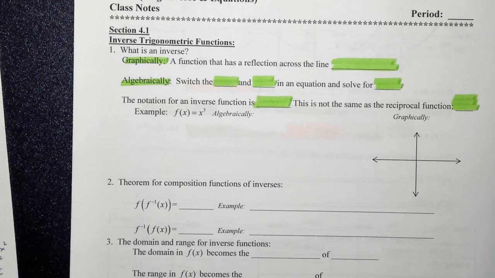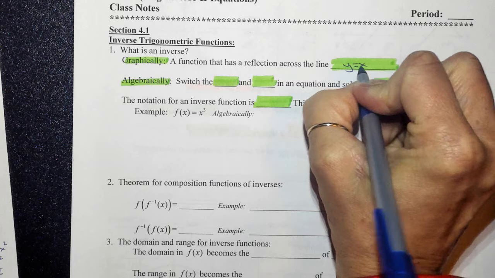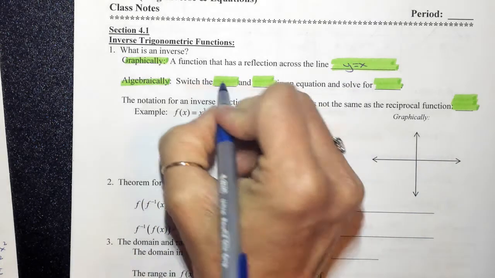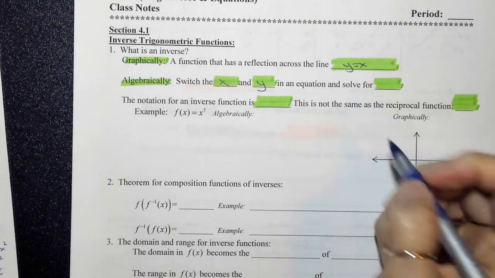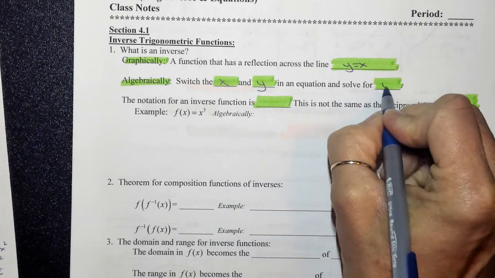Graphically, it is a function that has a reflection across the line y is equal to x, and this is from Algebra 2. And algebraically what we do is we switch the x and the y in an equation or in a coordinate, and if it's in an equation, we're going to solve for y.